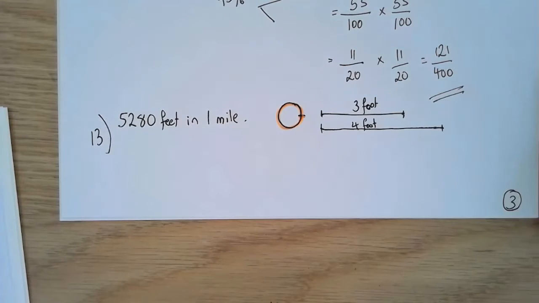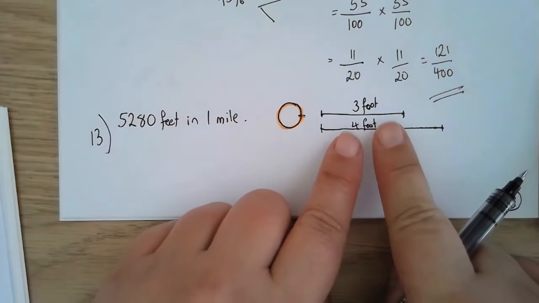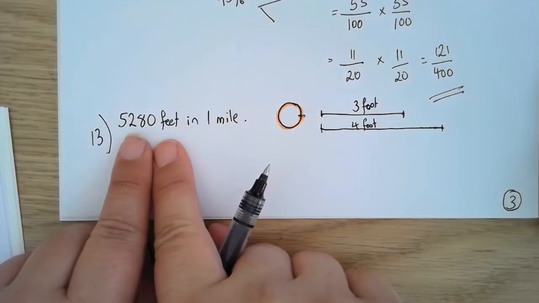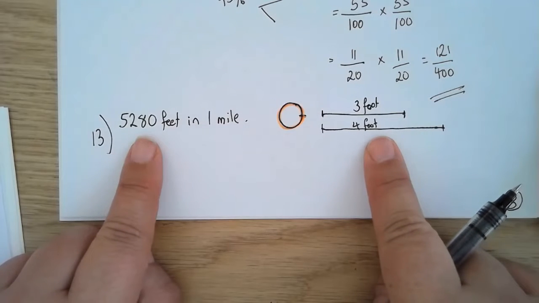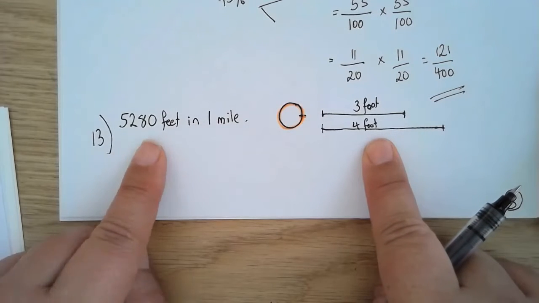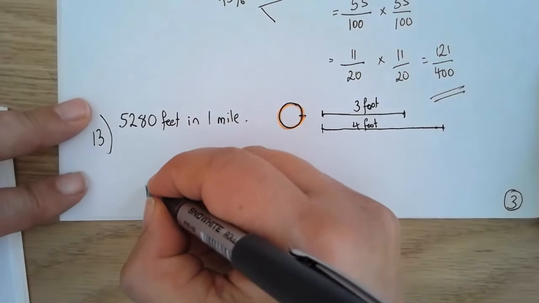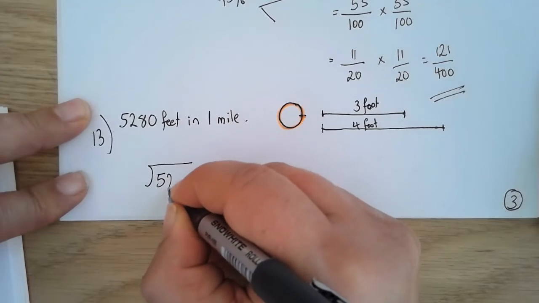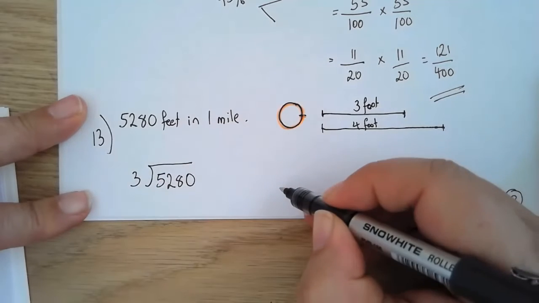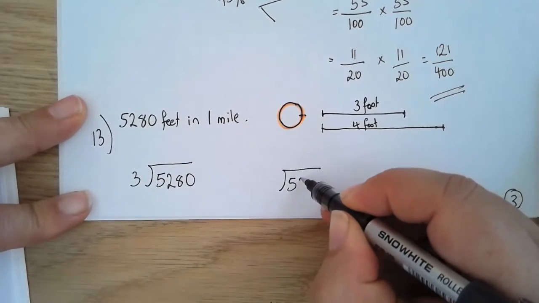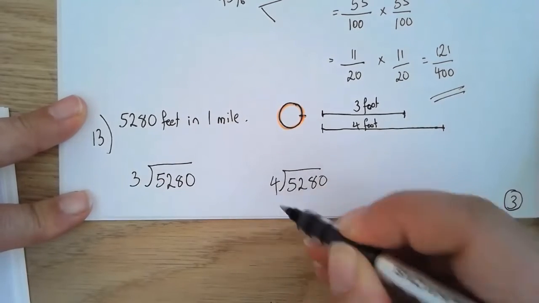And I need to find how many revolutions there are with the 3 feet circumference, and how many revolutions there are with the 4 feet circumference. So what I'm going to do is some divisions. I'm going to do 5,280, that's my mile in feet, divided by 3. And I'm going to do 5,280 divided by 4.